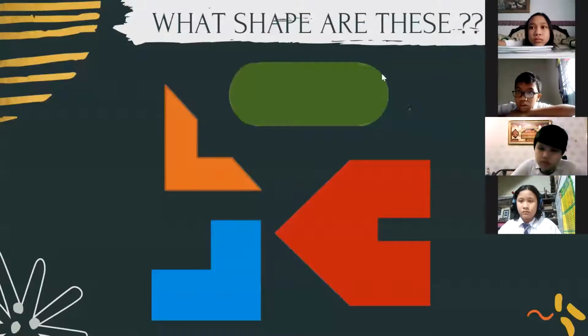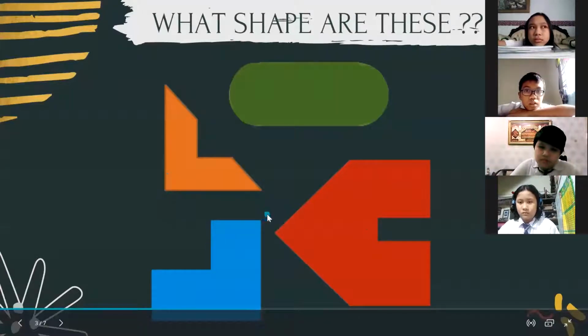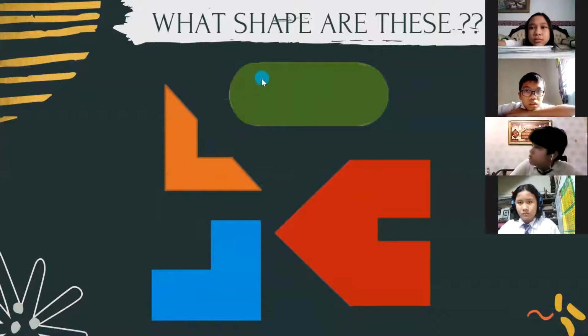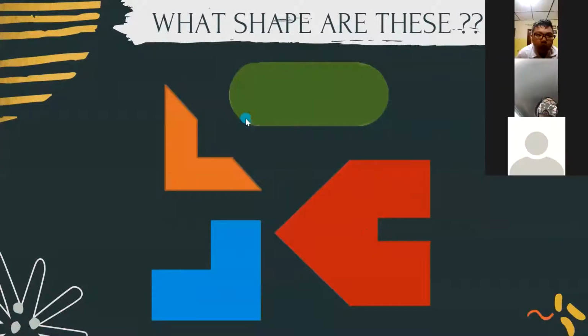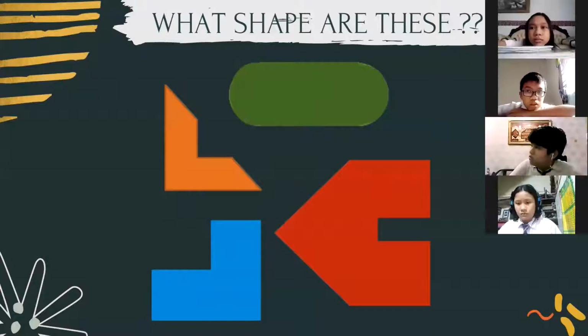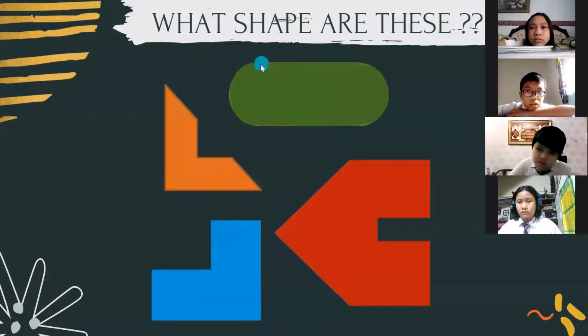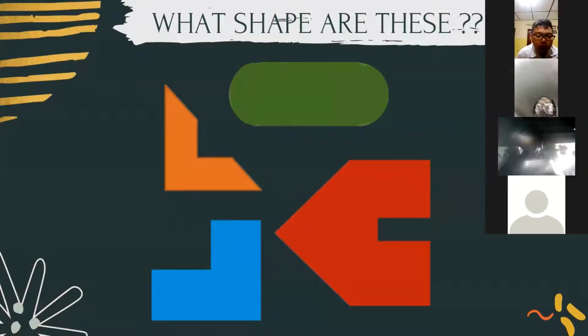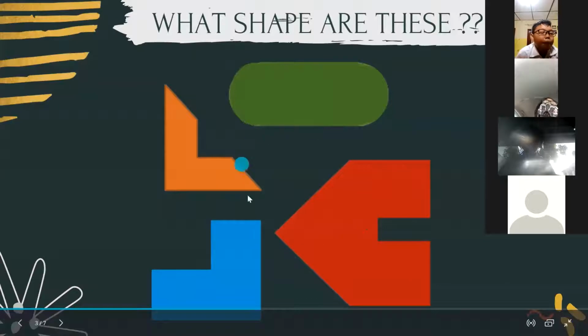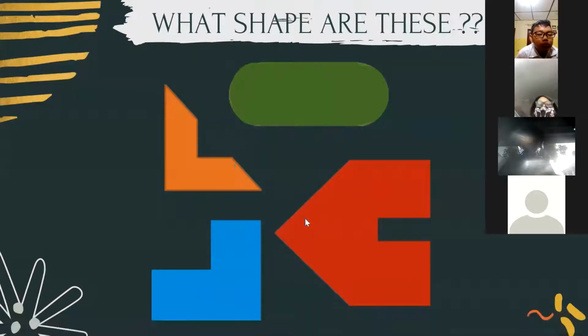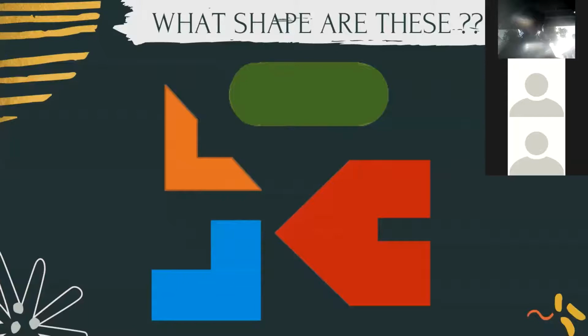Okay, if I ask you, what shape is this? Is it a square, or a rectangle, or a circle? So I think maybe you are thinking, I don't know, miss, because it consists of a circle, like a semicircle, but not sure. Okay, it's okay, because today we are going to learn about these figures. This figure is called composite figures. What is it, composite figures, miss?